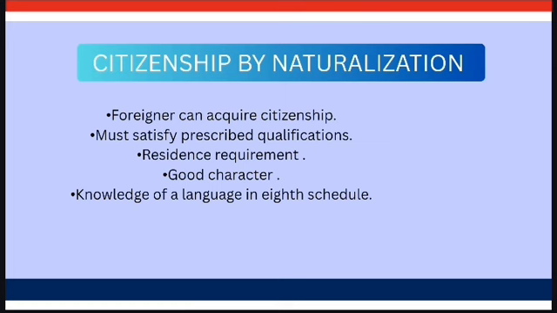Next is citizenship by naturalization. A foreigner can acquire Indian citizenship through naturalization. The applicant must fulfill qualifications such as good character, adequate knowledge of a language mentioned in the 8th Schedule, and residence in India for a specified period. Naturalization is the most common method through which foreigners become Indian citizens.